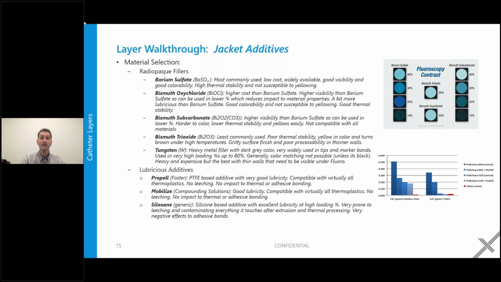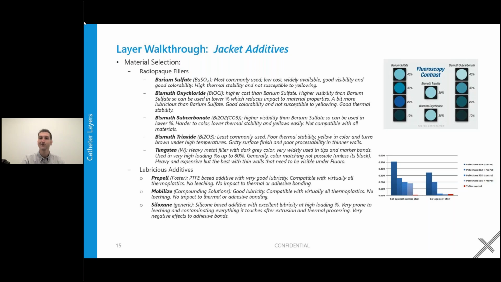And then the last one is tungsten. Last but not least, tungsten's used really commonly. It's a very heavy metal. It is a dark gray in color, almost black. It's typically used in very high percent loading, and it's usually used for tips where you really want to be able to see the tip of the catheter and know exactly where it is in the anatomy for executing your procedure. It's usually run 60, 70, up to 80% loading.